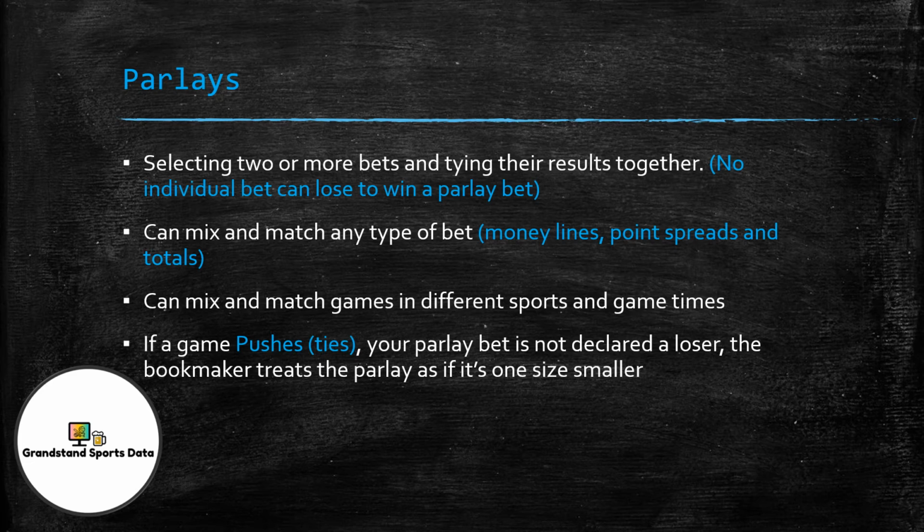So you can bet on games on Sunday. You can bet on the whole slate of NFL on Sunday in a parlay and also add in the Monday night game. If a game pushes or ties, your parlay bet is not declared a loser. The bookmaker just treats the parlay as if it's one size smaller. So for instance, if you played 4 games, you won 2, and your third one pushed, they would just eliminate that third one and play it as if there was a 3-team parlay.